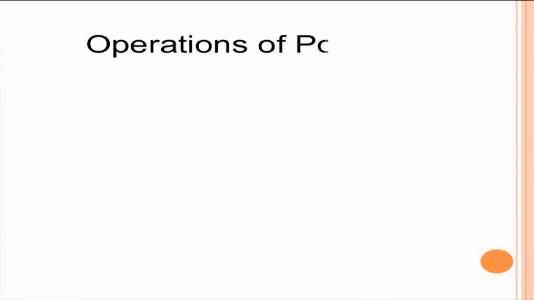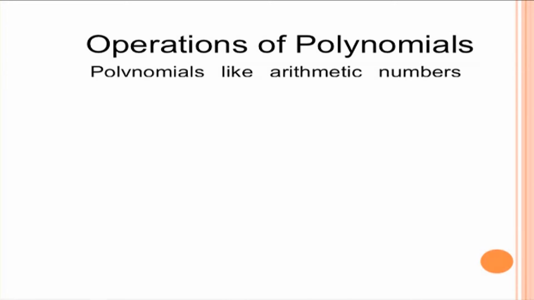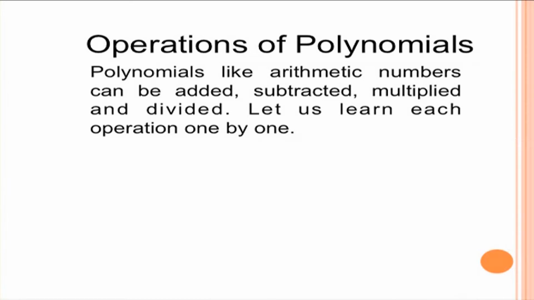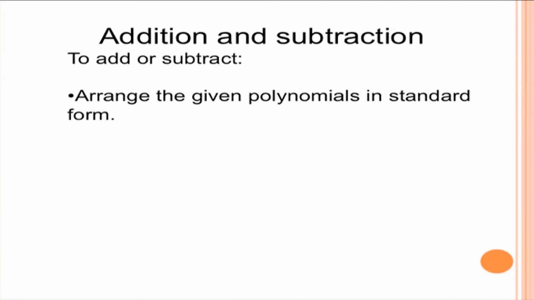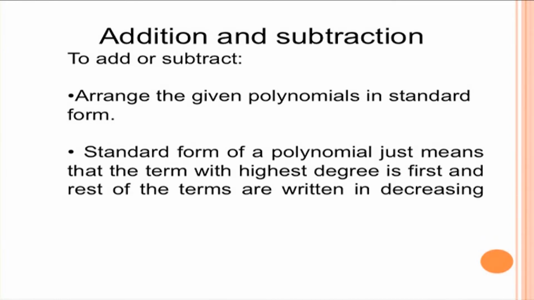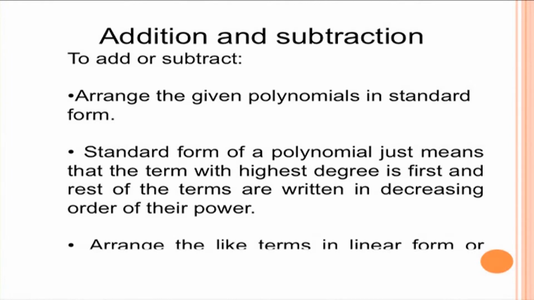Lastly, we come to the operations of polynomials. Polynomials, like arithmetic numbers, can be added, subtracted, multiplied and divided. Let us learn each operation one by one. To add or subtract, arrange the given polynomials in standard form. Standard form of a polynomial just means that the term with the highest degree is written first and the rest of the terms are written in decreasing order of their power.